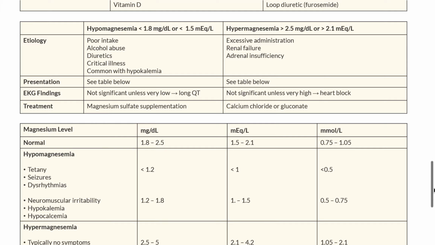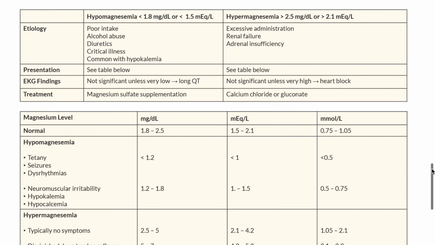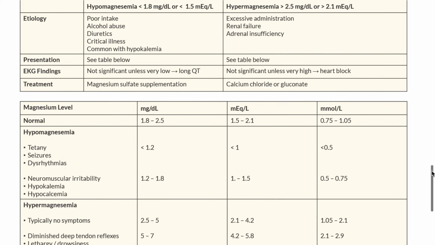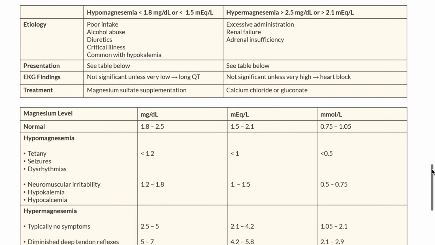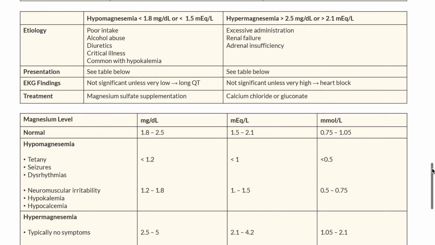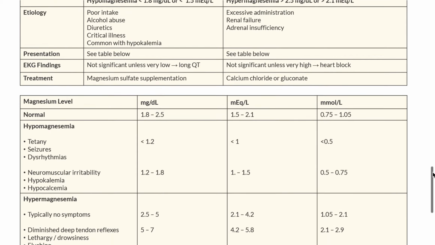Hypermagnesemia is with a plasma level greater than 2.5 milligrams per deciliter or greater than 2.1 milliequivalents per liter. Etiology is excessive administration, renal failure, or adrenal insufficiency. So again, we're going to refer to the table below for presentation. EKG findings are also not significant unless very high, which can lead to a heart block. You treat this with calcium chloride or gluconate.